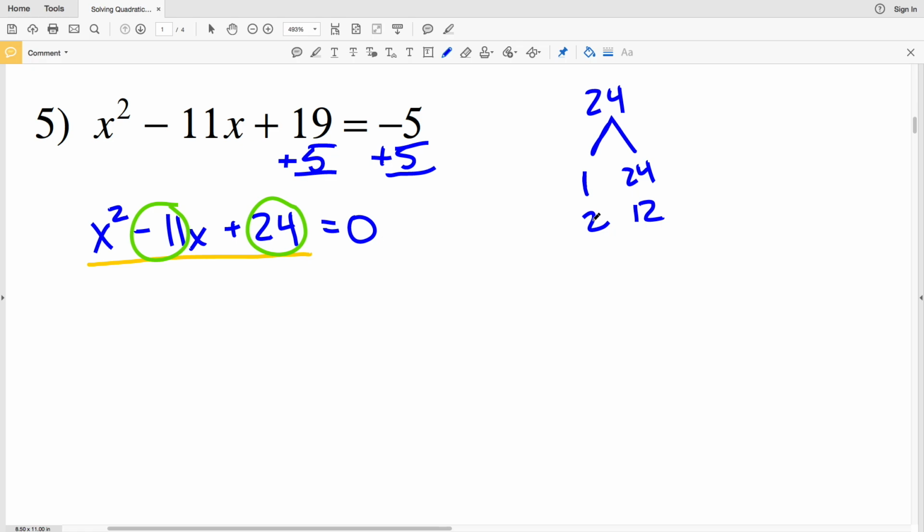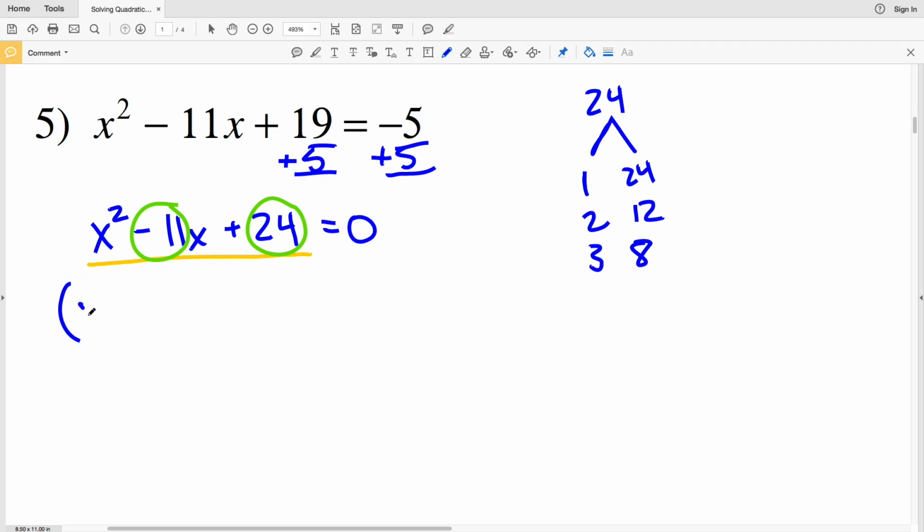Negative 2 minus 12 also does not equal negative 11. Because remember, since 24 is positive, my factors have to multiply together to equal 24. So either both are positive or both are negative. Let's look at the next two, 3 and 8. If both 3 and 8 are negative, negative 3 plus negative 8 equals a negative 11.